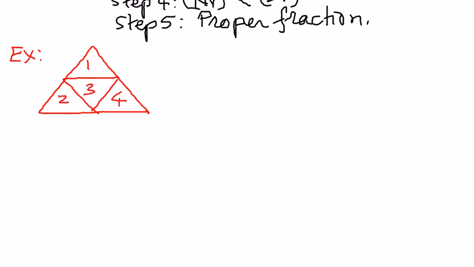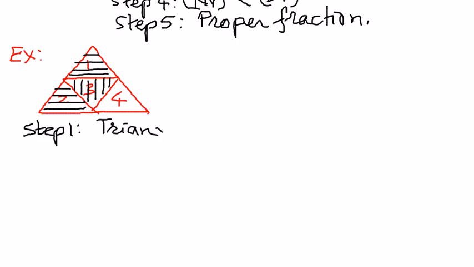And if I were to shade 3 parts of this triangle, we can then write them out in terms of steps as follows. Step number 1. The triangle has 4 parts. This is a triangle, and this triangle has 4 parts to it.